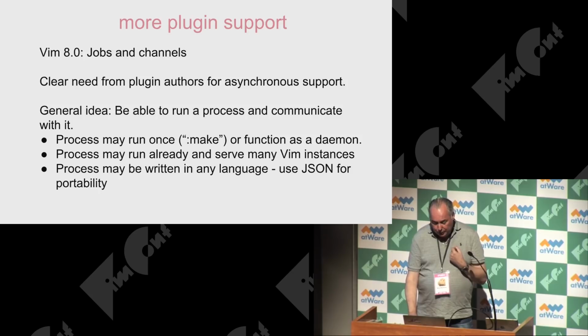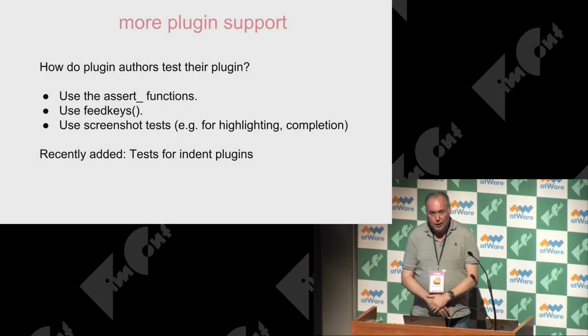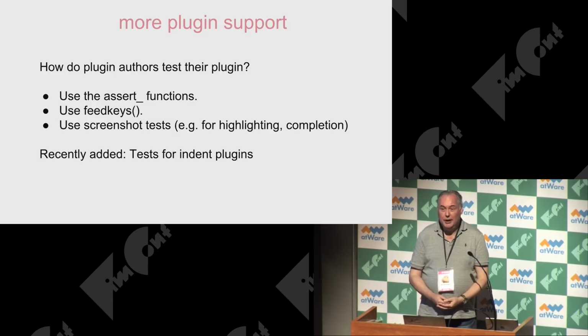So in Vim 8, jobs and channels got added. It was at that point in time very clear that that's what plugin writers needed. So I added that. Also, I was wondering, how do people writing plugins actually test their stuff? Well, since in Vim 8 the assert functions also got added, those are also available for plugin authors.